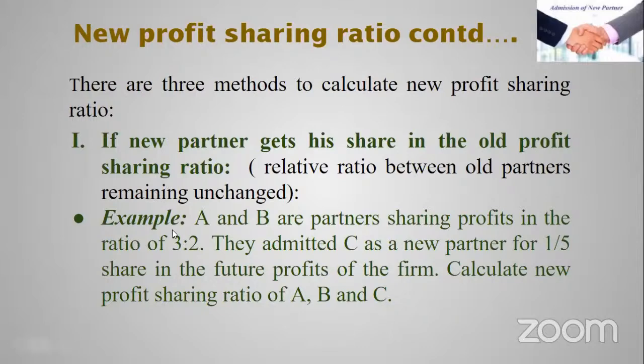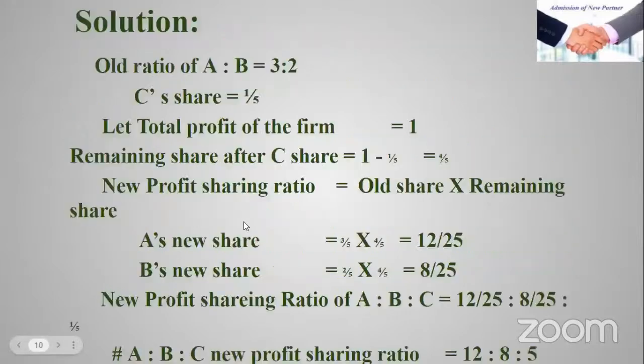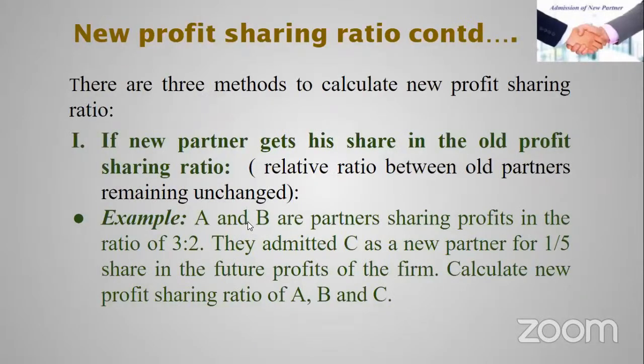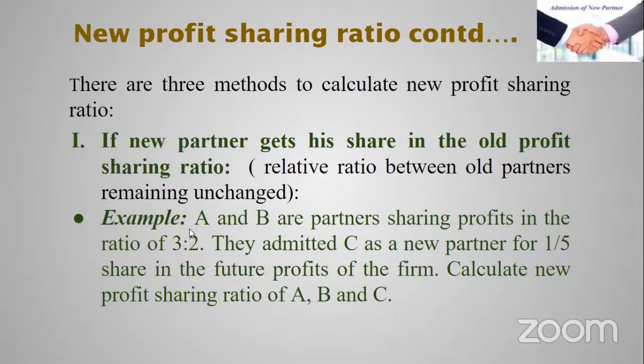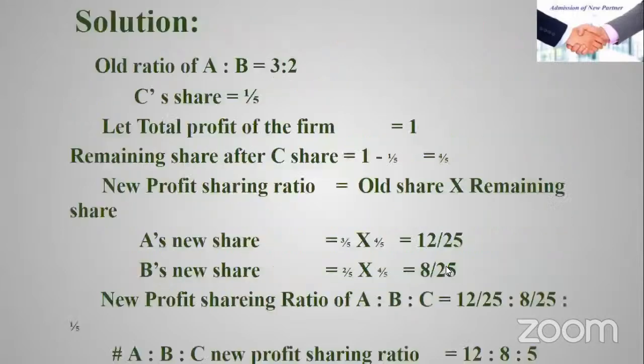Calculate the new profit sharing. So generally, in the question, these will be given to you. Like A and B are partners sharing profits and losses in 3:2 or 2:3 or 4:5, something like that will be given to you. And a new partner is admitted with 1/5 share, 1/3 share, or 4/5 share. So when you find this kind of lines in the question, how do you calculate the new profit sharing ratio? Let us see that.